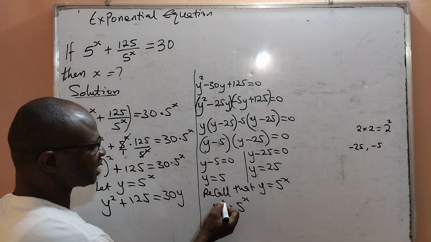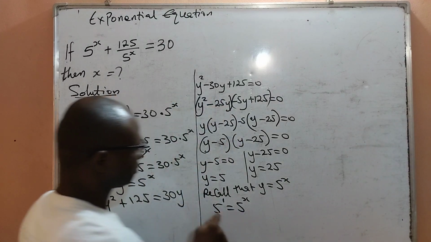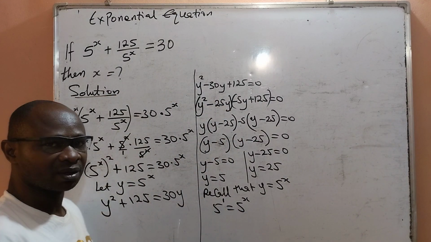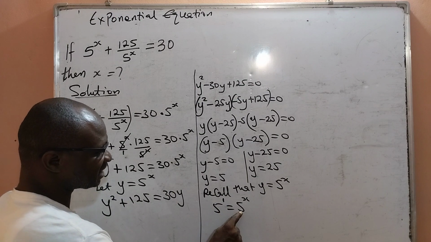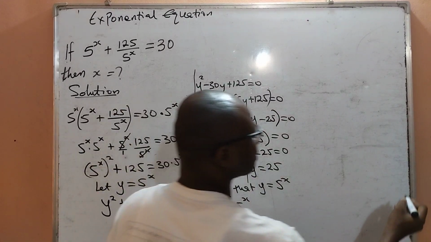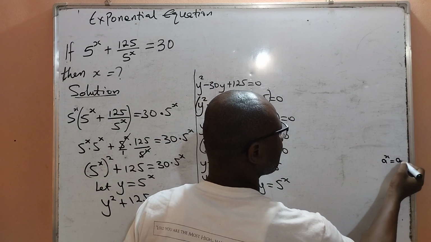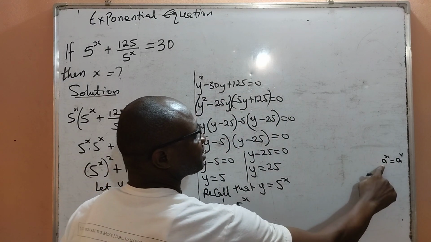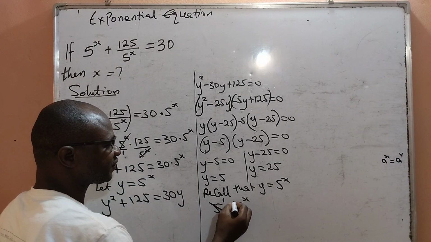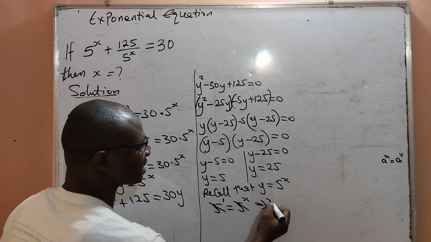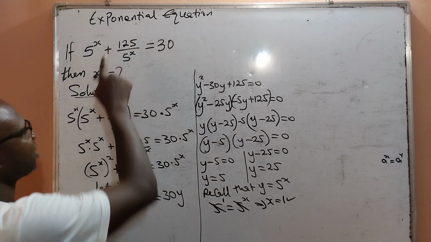But 5 is the same thing as 5 raised to the power 1, implying that I can write 5 as 5 raised to the power 1. According to the law of indices, when the bases are the same, the powers will be equal. That is, if I have a raised to the power x equal to a raised to the power y, because the bases are the same, the powers automatically become equal, so x will be equal to y. So therefore here, 5 cancels 5, giving me that x now is equal to 1.